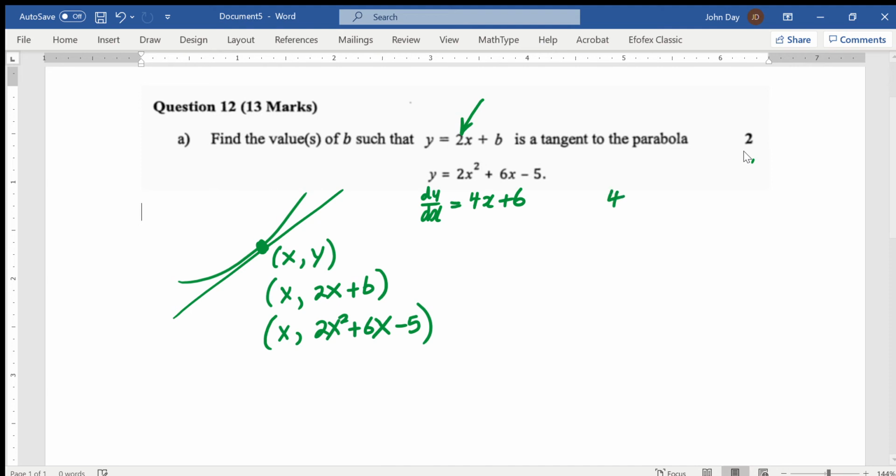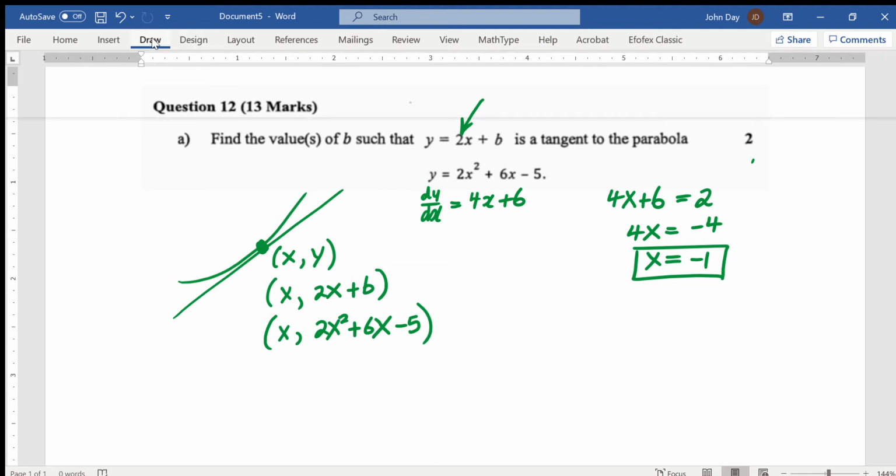So our 4x plus 6, at that particular point, has got to equal 2 at the particular point x. And I can find out what that point is. 4x equals minus 4, x equals minus 1. So I've just now made my life a little bit easier because I know x is minus 1. So I can actually go over to this information that I've put here and put in that x is minus 1. So I'll do that now.